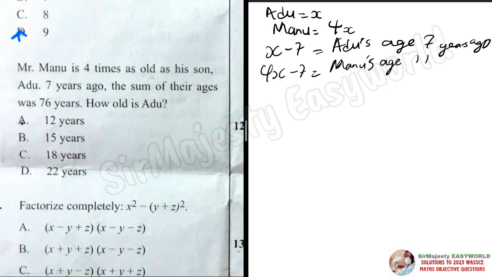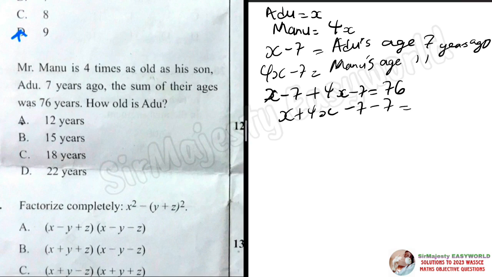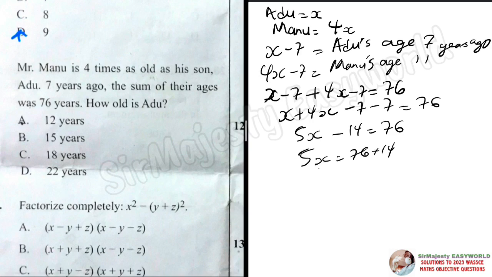So they said the sum of their ages 7 years ago is 76 years. When we look at sum, we're looking at addition. So adding both of them gives us 76. So what are you going to do? I'm going to collect like terms. So this will be x plus 4x minus 7 is equal to 76. 5x minus 14 is equal to 76. 5x is equal to 76 plus 14. 5x is equal to 90. Divide by 5, divide by 5. Our x is equal to 18 years.